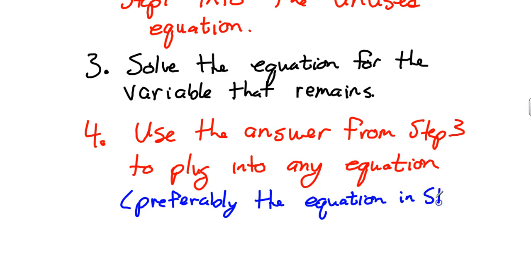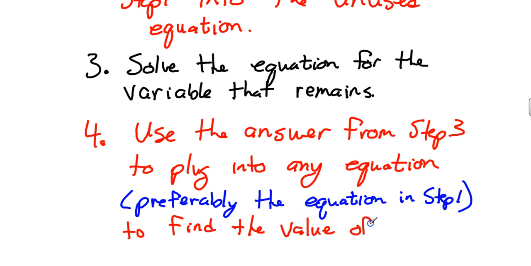And again, you don't have to use the one in step 1, but if you're looking for the fastest, quickest way to get the answer, that's going to be the equation you want to use, because you've already got it set up to make it easier for that part. So use the answer from step 3 to plug in any equation to find the value of the other variable.